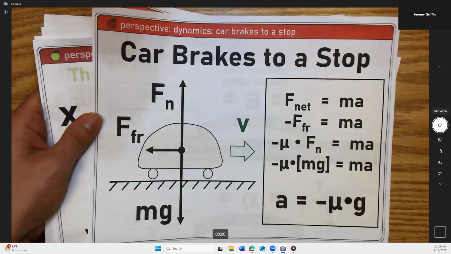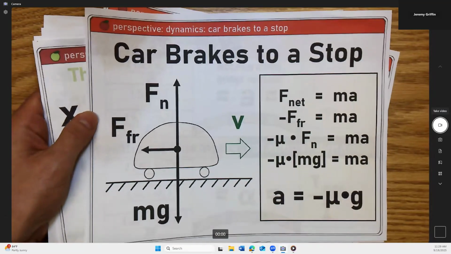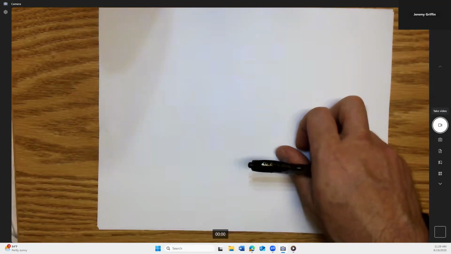All right, you guys ready to have a car break into a stop? All right, here we go. It's car breaks to a stop time. Time to break a car. Okay, so car time.